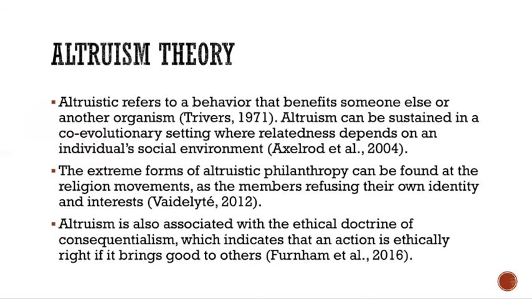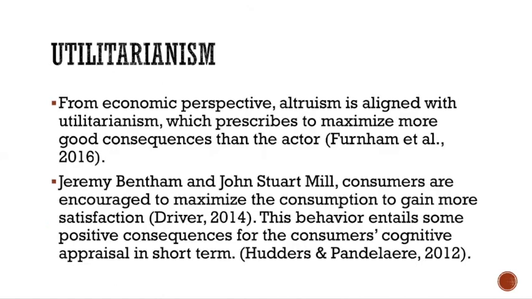The underpinning theory said that altruism refers to behavior that benefits someone else or another organism. It is said by altruism theory. Of course, altruism can be sustained in a co-evolution setting. Okay, an extreme form of altruism, philanthropy, can be found in religious movements. Kant's altruism is associated with the ethical doctrine of consequentialism, where an action is ethically right if it brings good to others.